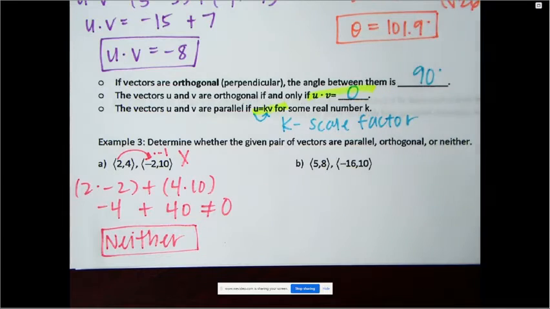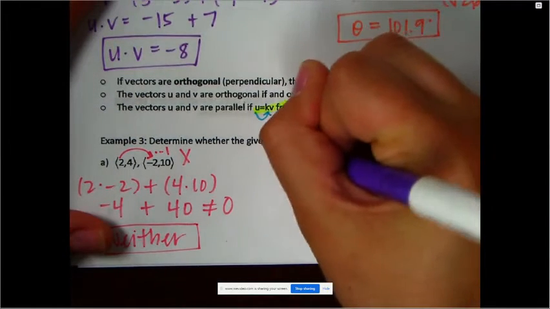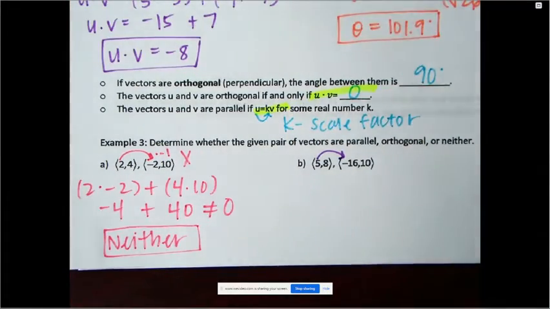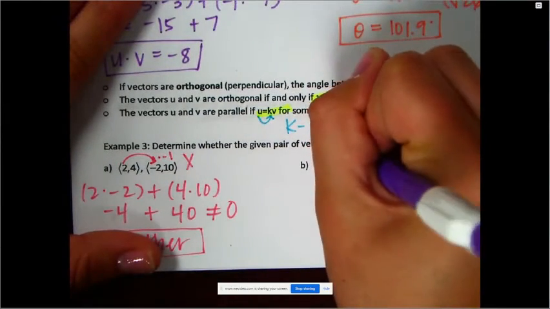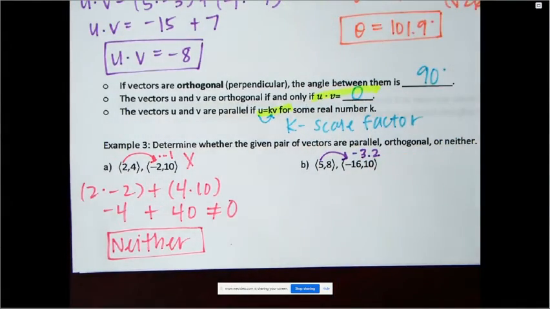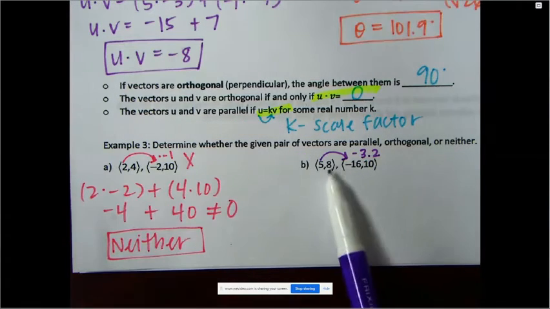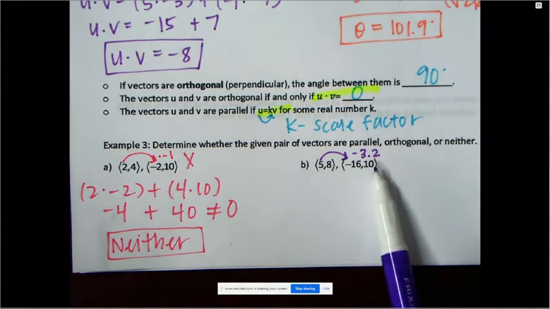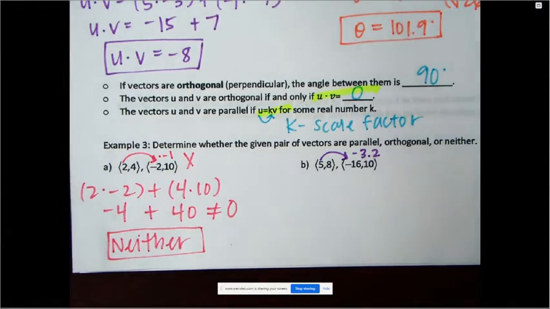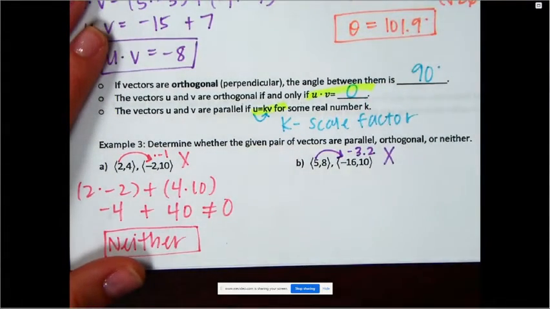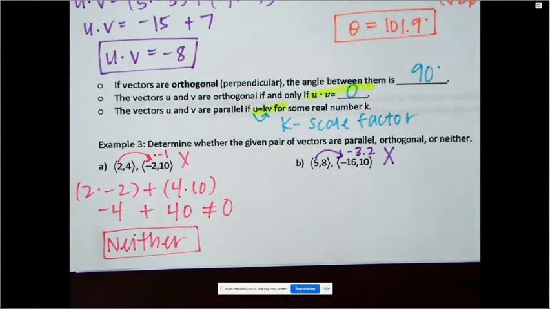So part B, again, I'm going to check for parallel first. So 5 to negative 16. I don't know off the top of my head what that scale factor is. So what I'm going to do is go in my calculator and do 16 divided by 5, then see what they're multiplying by. When you do that, you get negative 3.2. So now I need to check, is 8 times negative 3.2 10? See if they use the same thing. Well, guess what? They do not, because 8 times a negative number isn't going to give us a positive 10.